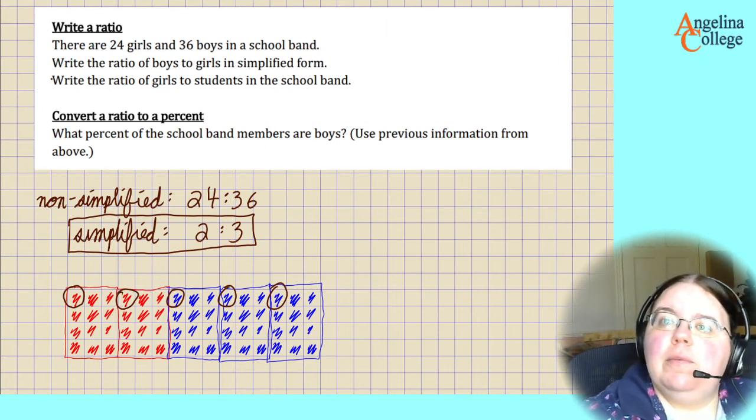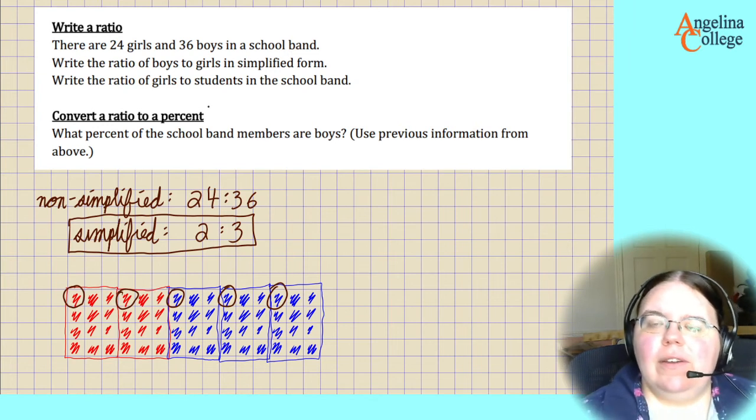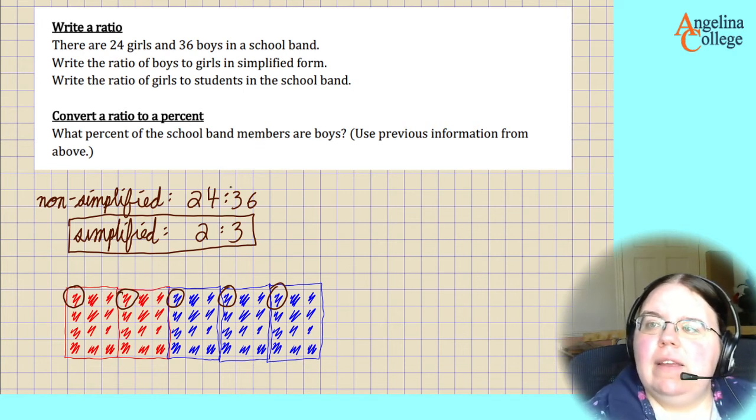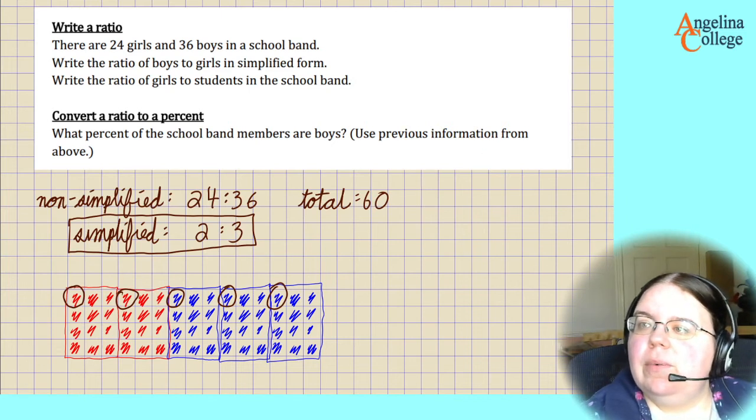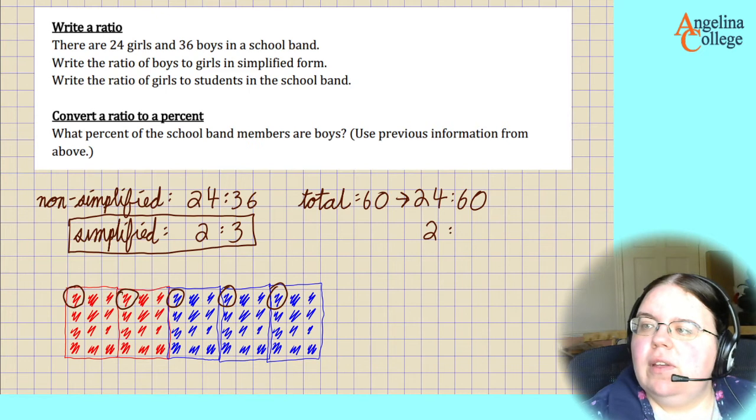Now the next part of the problem asks us to write the ratio of girls to students. Well, how many students are there? So there are a couple of ways we can handle this. One way is we can just calculate the total number of students, which will be both the girls and the boys. So let's see, 24 and 36 is 60. So then that non-simplified ratio would be 24 girls to 60 students in all. And we could simplify that again by dividing out the 12. So that would give us 2 to 5.